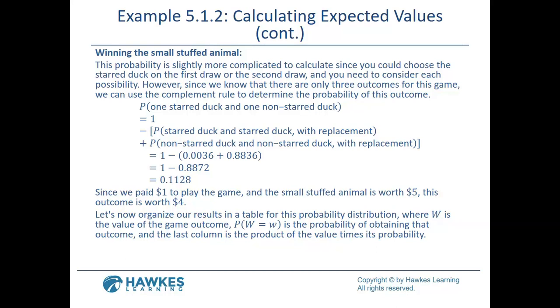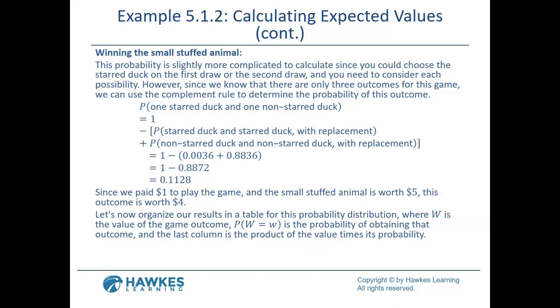Add those up and subtract that from 1, and that's going to tell me the probability of getting 1 star and 1 non-star. So that's going to give me that 0.1128. Now again, we paid $1 to play this game. That small stuffed animal is only worth $5. So realistically, it's only worth $4 now because I paid $1 on it.